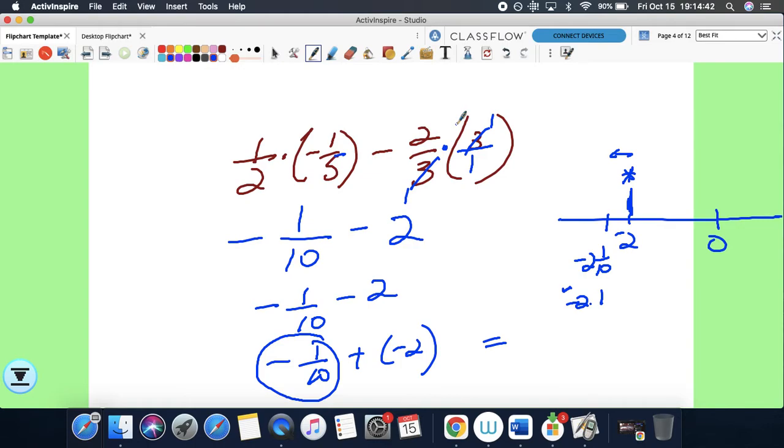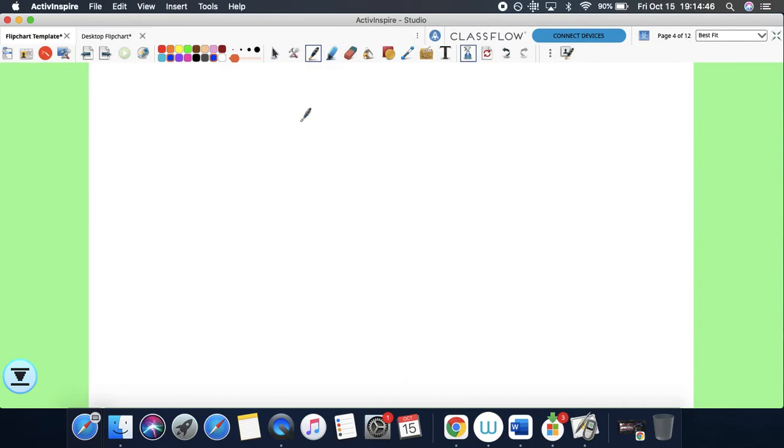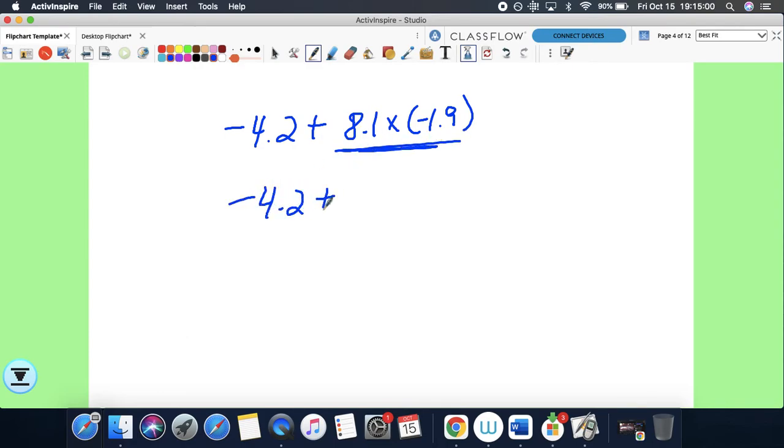And 11, write the expression, write your answer, or value. Decimal. Okay. Negative 4.2 plus 8.1 times negative 1.9. Yikes. All right, so we have to do these two first, right? So negative 4.2 takes a seat for now. Let's multiply that.